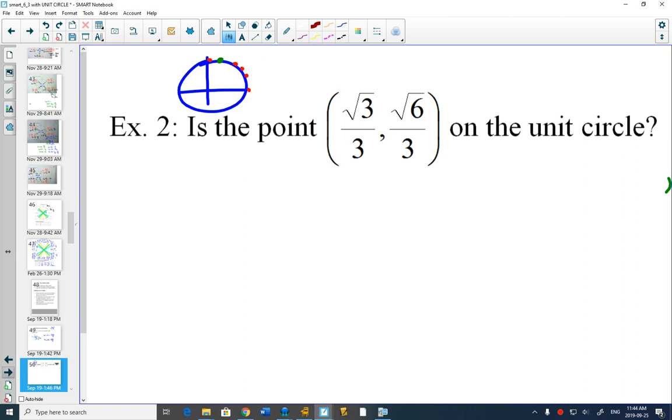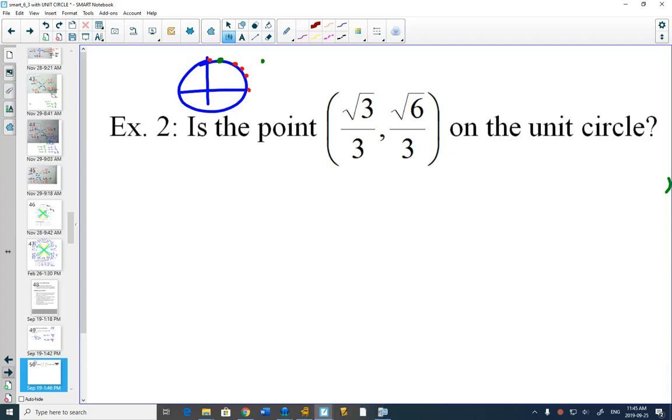And there's an infinite amount of points that are not on the circle. So guessing really isn't a good choice. But the question is, is this point, root 3 over 3 and root 6 over 3, on the unit circle? So again, what we need to start thinking about is some of our big ideas. What do we know about points on the unit circle? Well, our 3 big ideas were that points are cos theta comma sine theta. Tan was sine over cos. And that sine squared plus cos squared always equals 1.